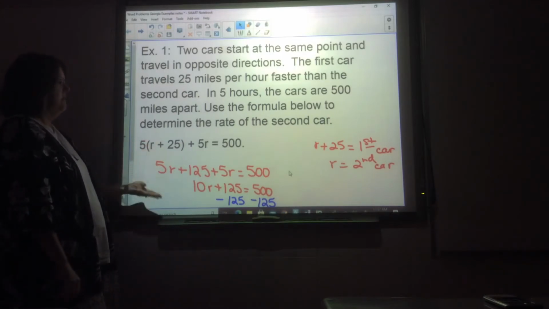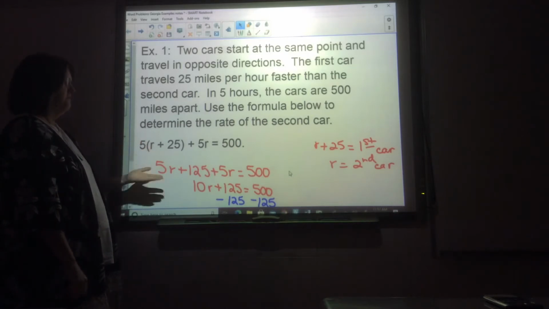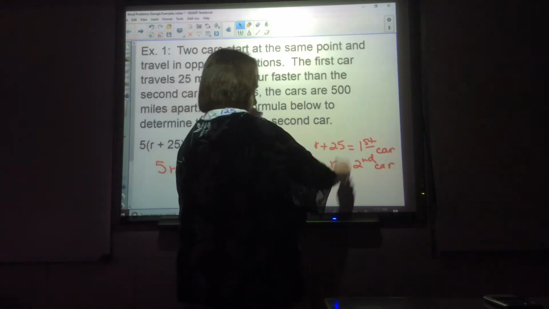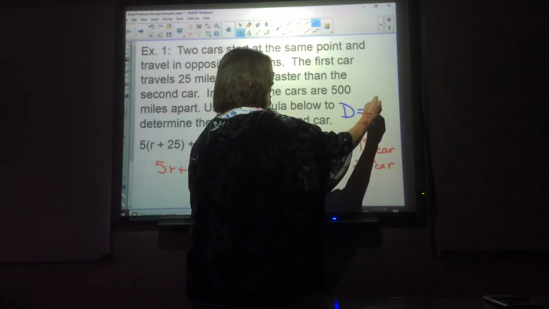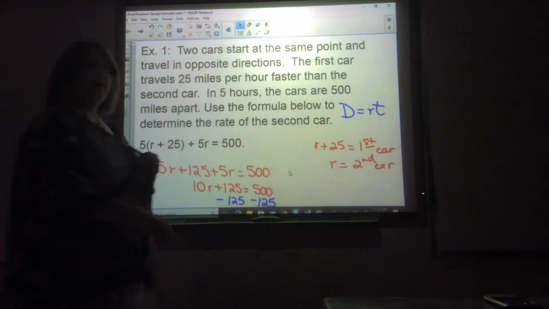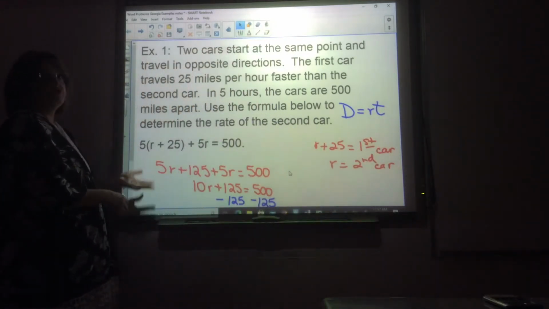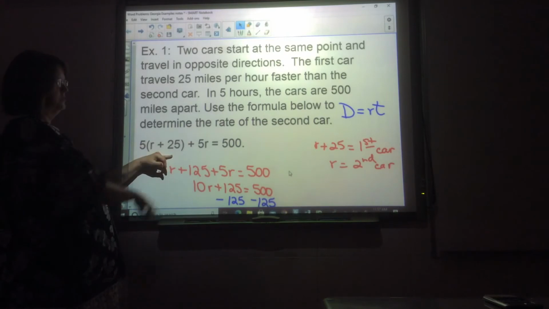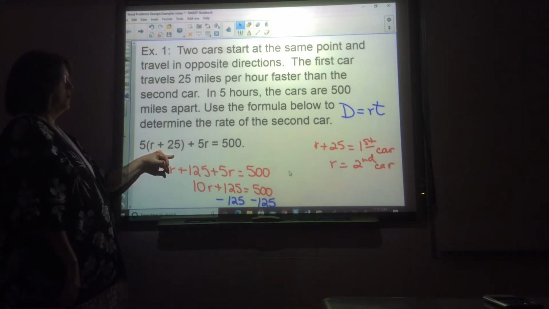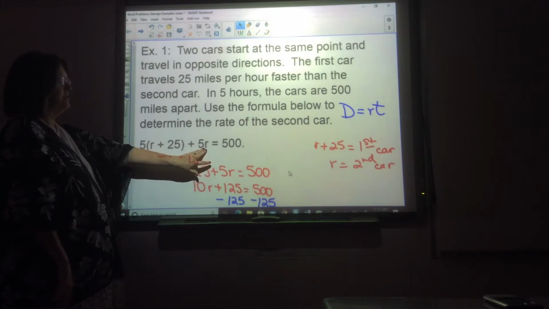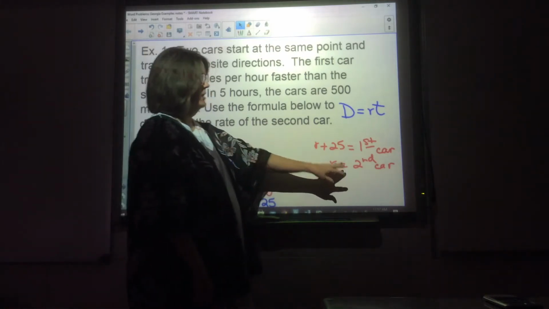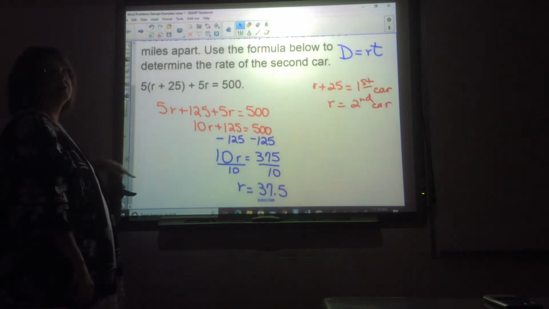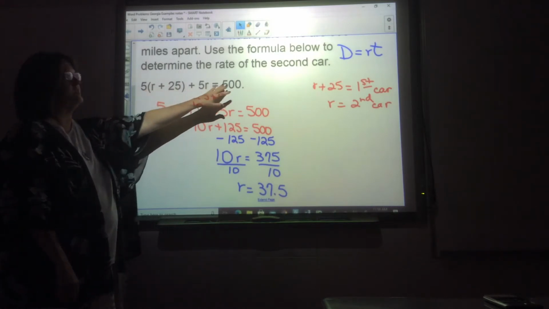Now, they're giving us this information. 5 hours is time, and distance is equal to rate times time. This problem has done the equation for us, but I'm just showing you where it's coming from. So time and then the rate of the first car, r plus 25, gives me the distance for the first car. And then time, which is 5 hours, times the rate of the second car, gives me the distance for the second car. The two together are 500 miles apart. So this distance plus this distance is 500.